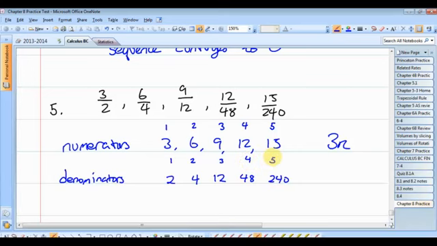The point here is we can't use a recursive rule. We have to use an explicit rule. So this seems pretty good. 1 times 2 is 2. 2 times 2 is 4. 4 times 3 is 12. 12 times 4 is 48. 48 times 5 is 240.